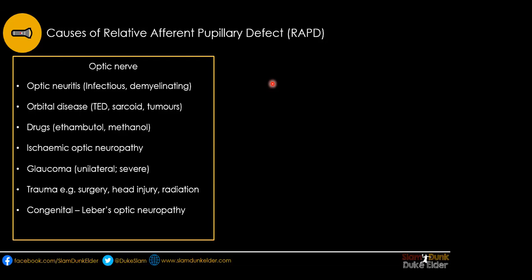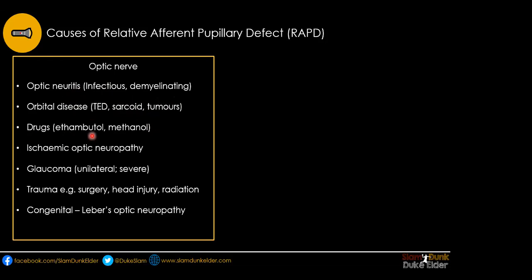But a simple way you can break it down is you can think about the optic nerve having problems. So that would be things like optic neuritis, which we'll talk about in a couple of slides. And there can be infectious causes or demyelinating causes. MS is the really big one, or orbital disease. So we've mentioned so many times thyroid eye disease, love thyroid eye disease, that can cause optic neuritis. Sarcoid, if you've got granuloma deposition within the orbit, affecting the optic nerve, or tumours which might be compressing the optic nerve, whether they're benign or malignant, that can cause an RAPD.